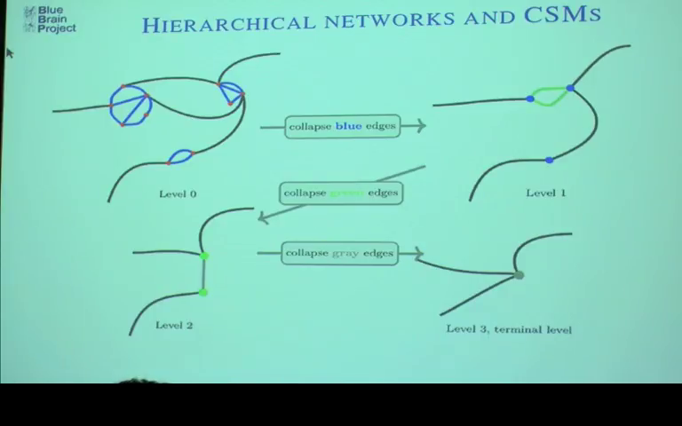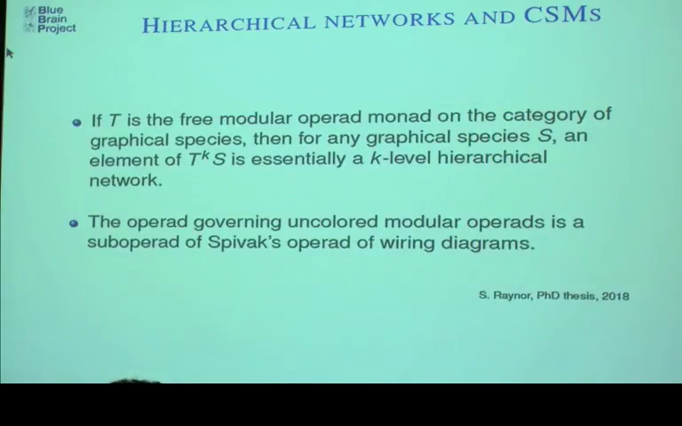So that was what she studied, and a couple of the results that one can extract from the very abstract mathematics there is that there is a monad that's describing modular operads. And it acts on the category of graphical species. So these are some pre-sheaves on some category of elementary graphs. So these are corollas and the free edge.